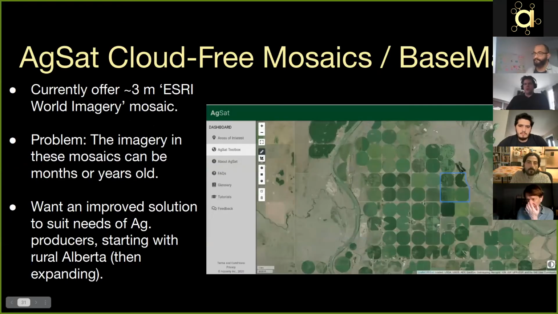So I'll lead into the challenge. I'll talk about the backdrop of AgSat, the cloud-free mosaics, or the base maps as they're called. So what we currently offer is 3-meter pixeled Esri world imagery. This is a product from the ArcGIS guys or the Esri world community. The problem is the same problem that we have with Google Maps, right? And that's that these images can be months or years old.